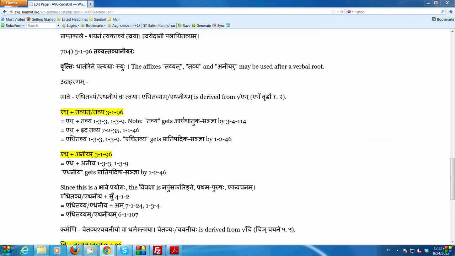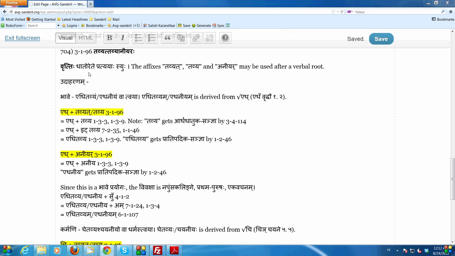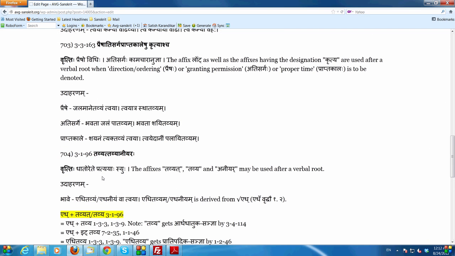So the vritti simply says that dhatorete pratyayaha syuhu. So these affixes, tavyat, tavya, and aniyar, may be used after a verbal root. Now one quick note here is that in tavyat, by halantyam the takara is it and tasya lopaha, anubandha lope tavya. Between tavyat and tavya the only difference is this it letter of the takaraha, and that it letter is not significant for us right now.